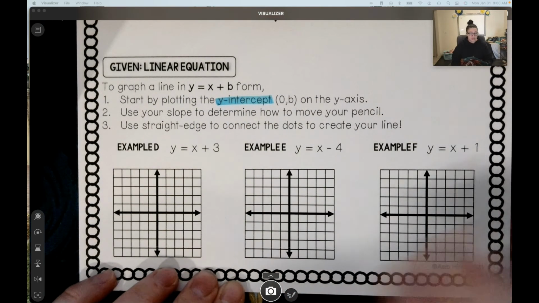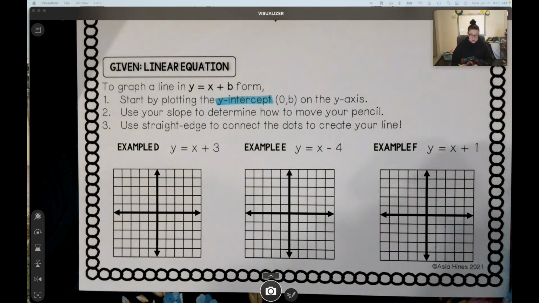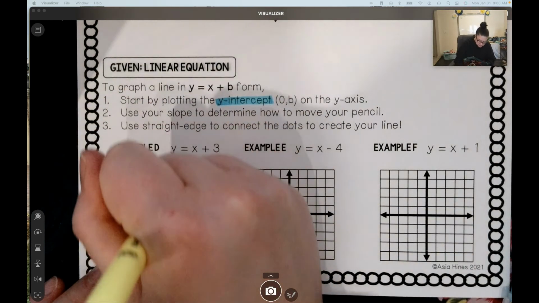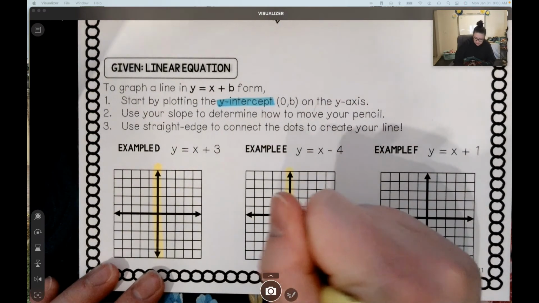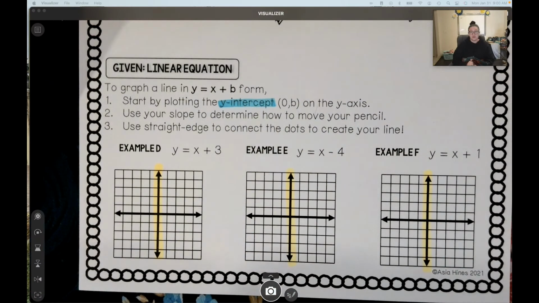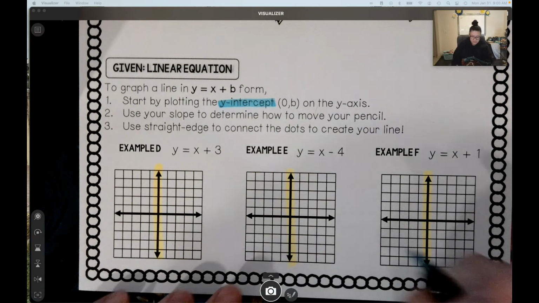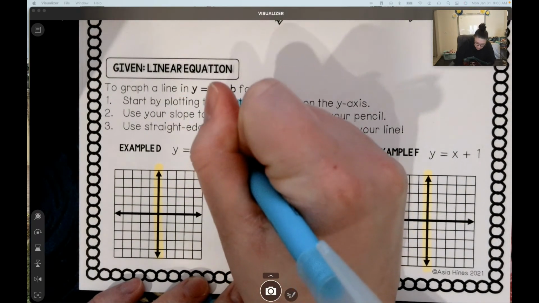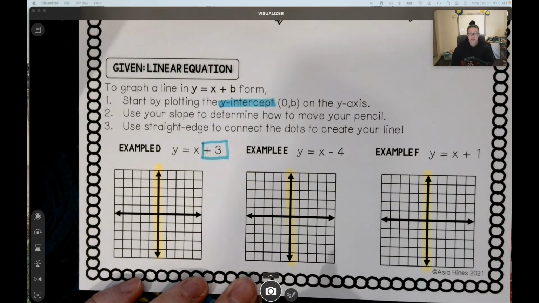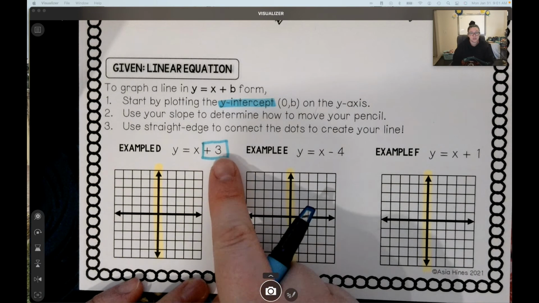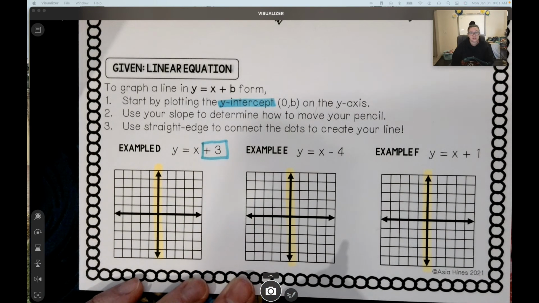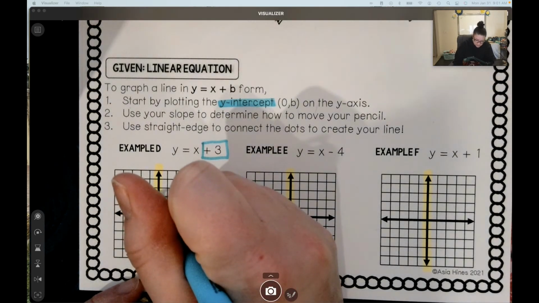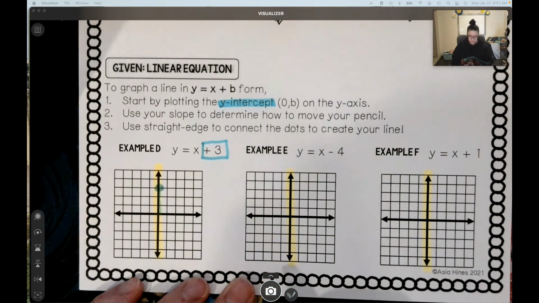Where do we look for our y-intercept again? On the y-axis. Use your highlighters to help you out. Remember, our y-intercept, our b, is the second half, the number that we're adding or subtracting to our x. So on this first example, our y-intercept is +3. Is that above or below the origin? That's 3 spaces above the origin.